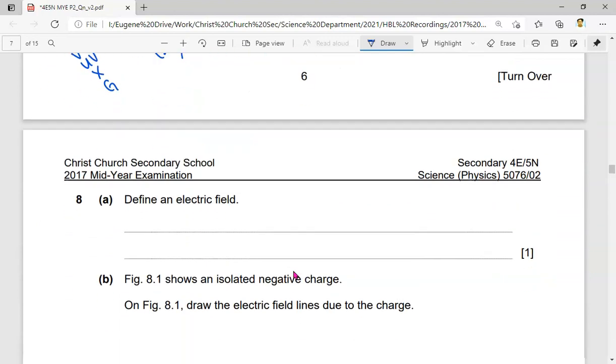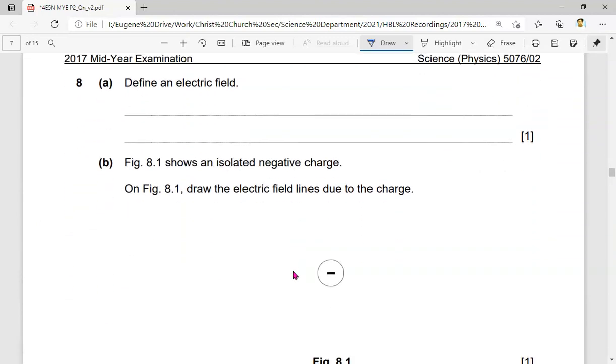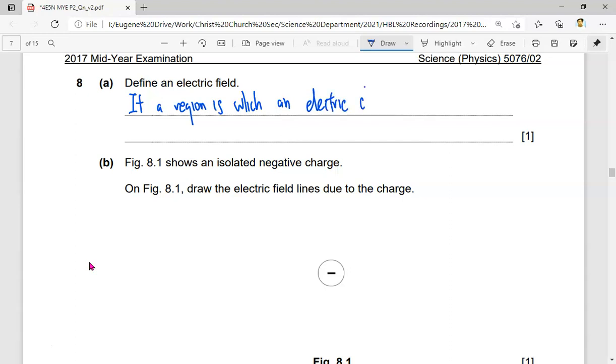Okay, next. Define electric field. This one is a purely textbook definition. So what exactly is the definition over here? Electric field is a region in which an electric charge experiences an electric force. This is the purely textbook definition answer. So 1 mark, just like this.